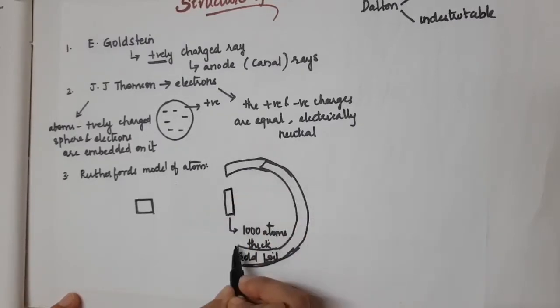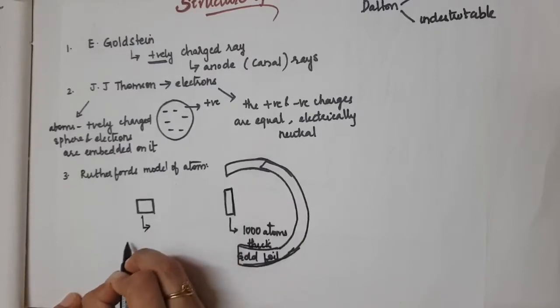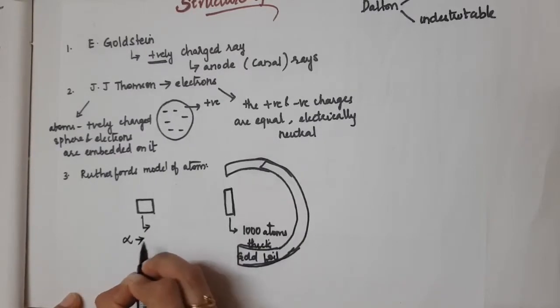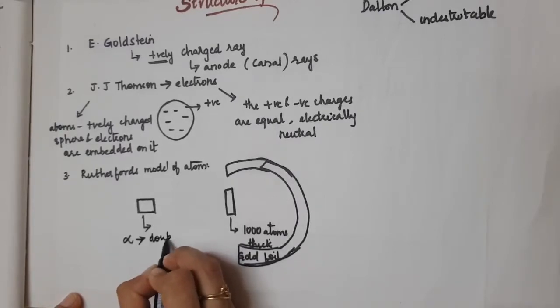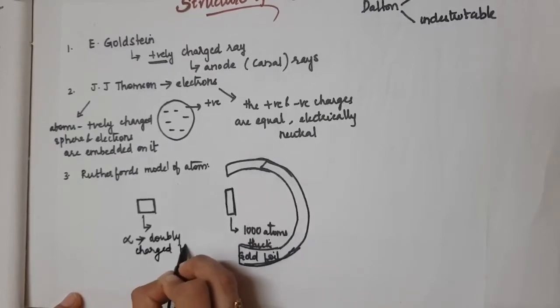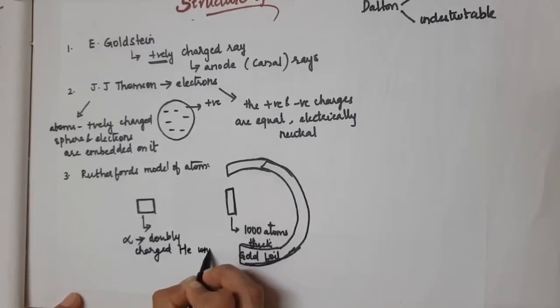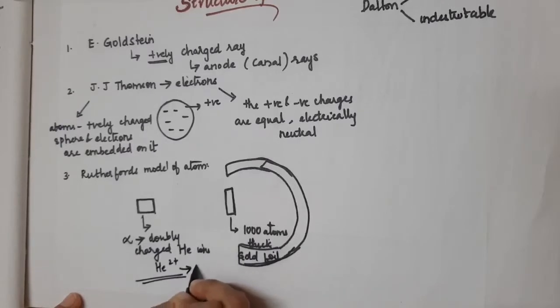So what are alpha beams? Alpha beams are doubly charged helium ions. That is, it's helium 2 plus, so they are positively charged. We have to note that it's positive charge.